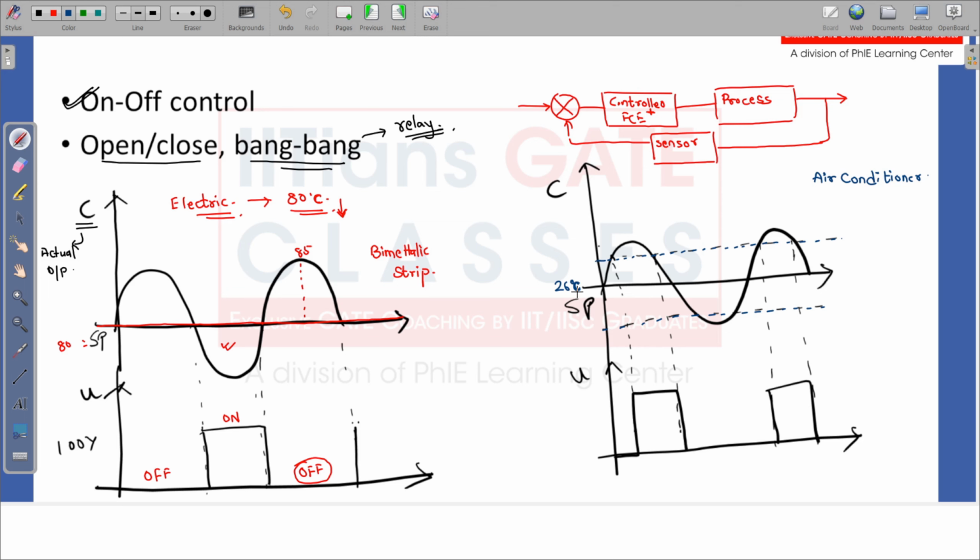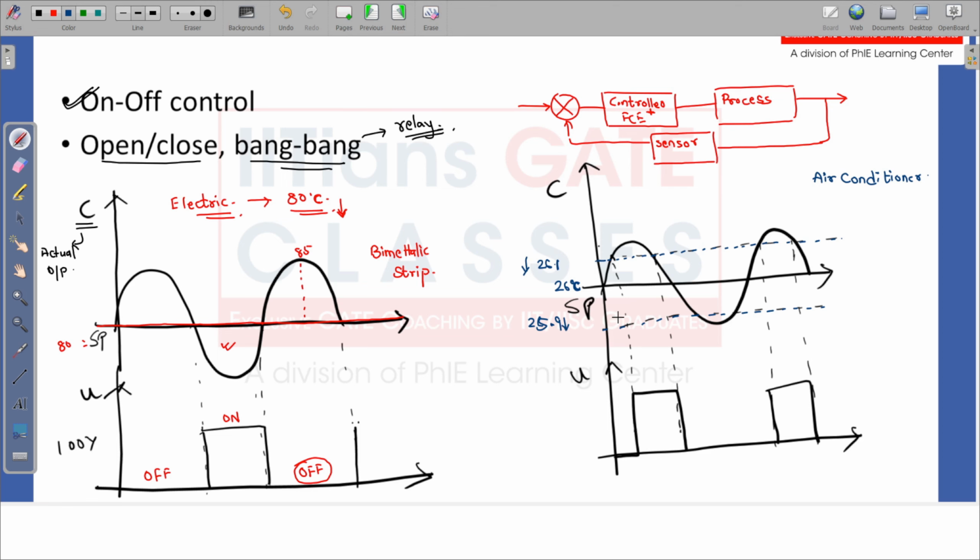Now if the temperature goes above 26 degrees, my compressor will start and cooling will take place. And if the temperature goes below 26 degrees, the compressor will switch off and your AC will stop cooling. If I go above 26.1, the compressor will switch on and cooling will start. If it goes below 26, like 25.9, the compressor will switch off and cooling will stop.